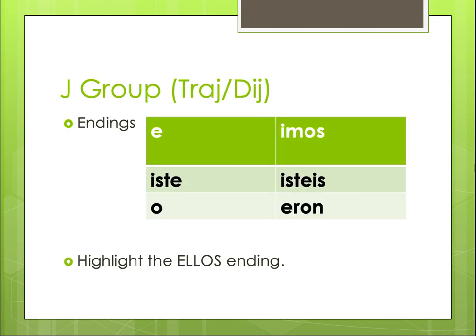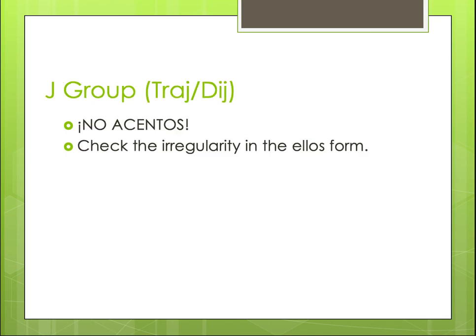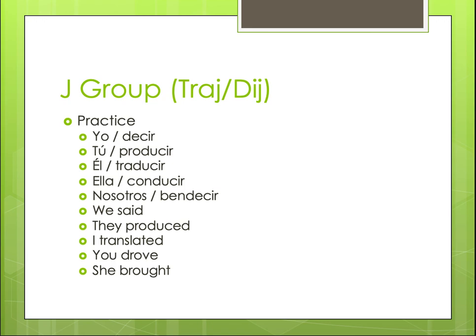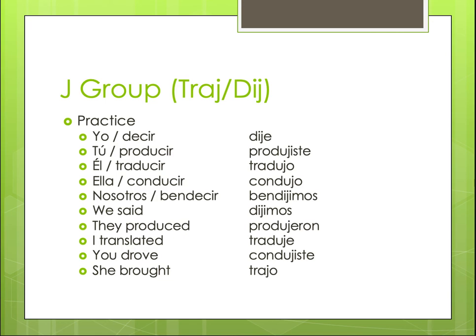The endings here are almost exactly the same as the I group and the U group, except for the ellos form. The ellos form there, it's eron, not ieron. So e iste o, imos istes, eron. Notes on this group, no acentos, and make sure you've got that highlighted that ellos form is irregular. All right, here's your practice. You can pause. And here's the answer key. You can pause.